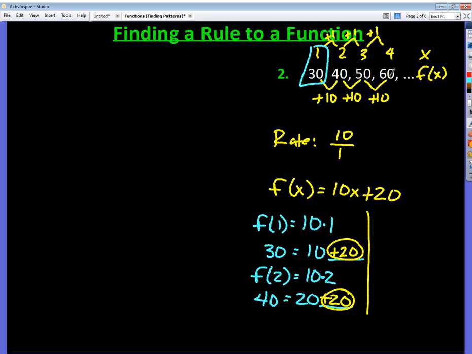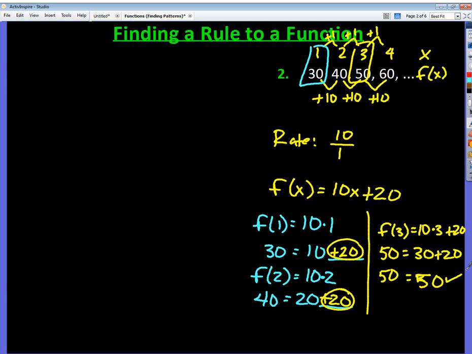I can use either 3 or 4. I'm going to use 3 right now, so I'm going to use this point. So I'm going to check that. The function at 3 would be 10 times 3, and then plus 20. I know my function's output at 3 was 50, and 10 times 3 was 30, plus 20, and obviously 30 plus 20 is 50. Does that equal 50? It does. Therefore, our function is accurate.